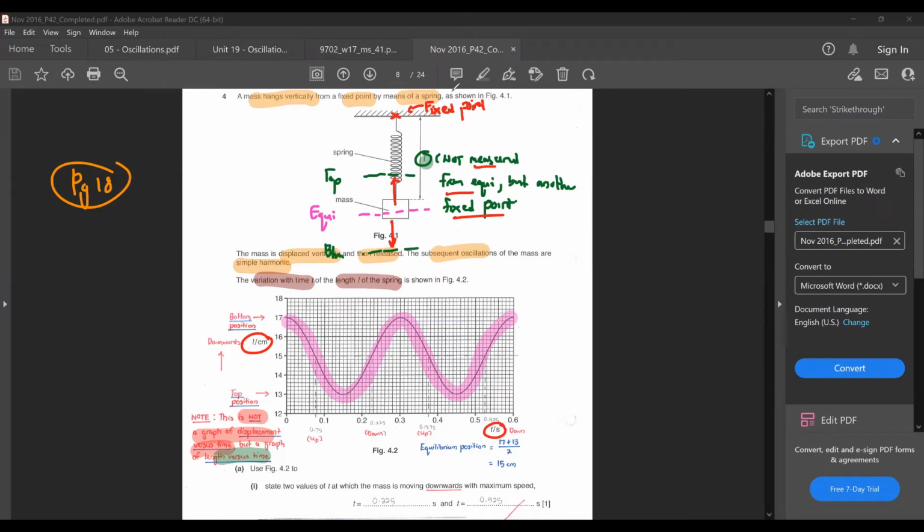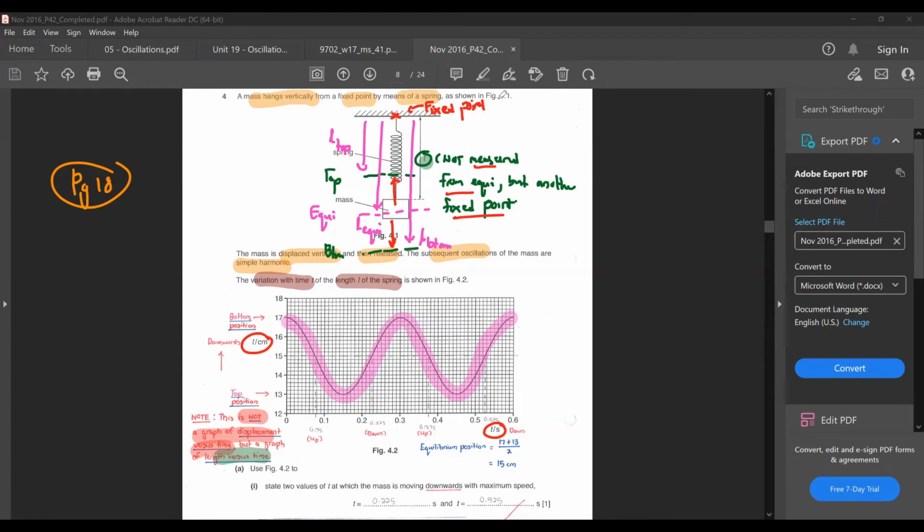So if it was at the top position, this one will be the length at the top. And if it was at the bottom position, this one will be the length at the bottom. And then this one will be the length at equilibrium. So as it oscillates up and down, you will have different lengths. So they try to measure the length with respect to time. This is the question that you're getting.